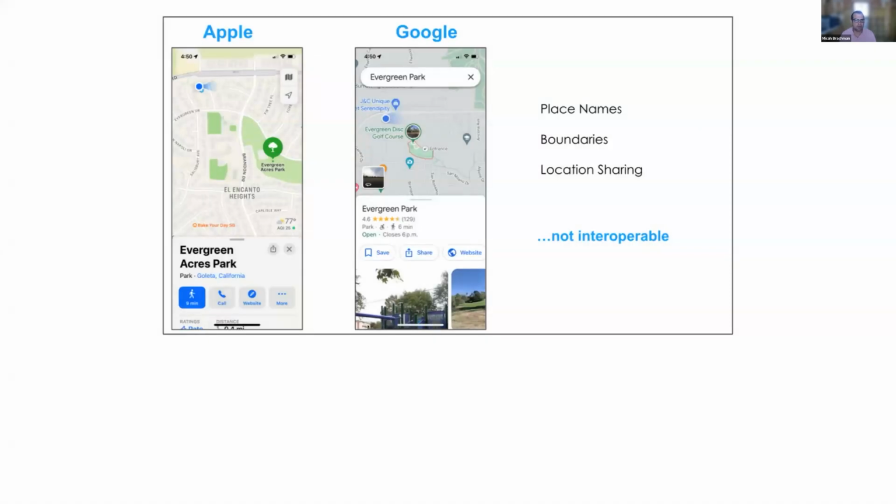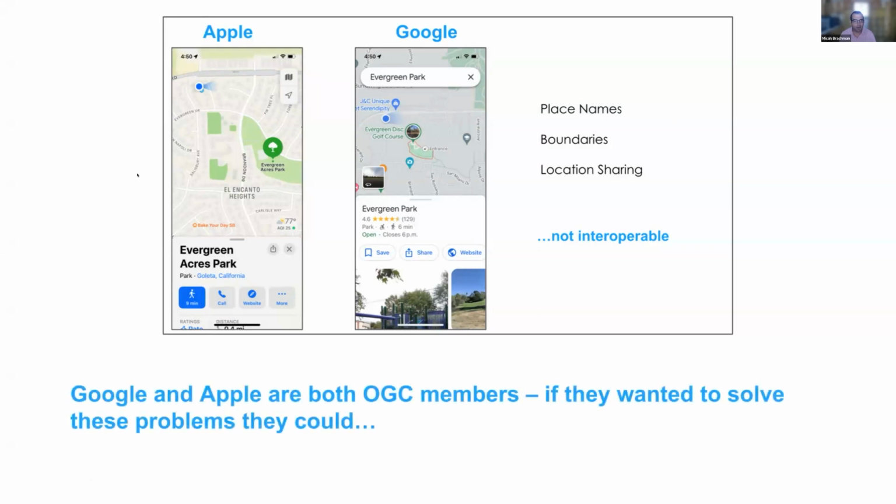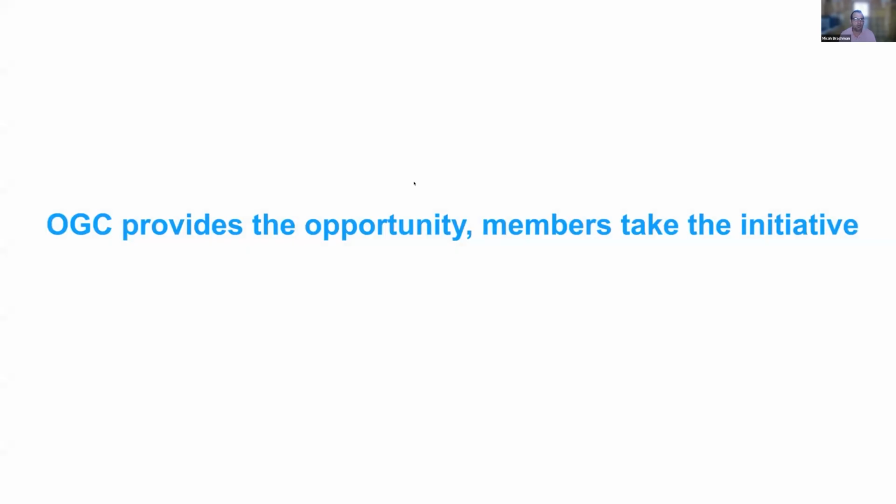Let's go back to the very simple example that I threw out at the beginning of the talk. Google and Apple are both OGC members. If they wanted to solve these problems, they could. It's entirely within the realm of possibility to solve an interoperability problem like this between two huge companies. They haven't made much of an effort on that front so far. I think it makes sense from a business perspective why they don't, but they could, and the OGC provides the platform to solve problems like this. So OGC provides the opportunity, members take the initiative. That's basically how we work.